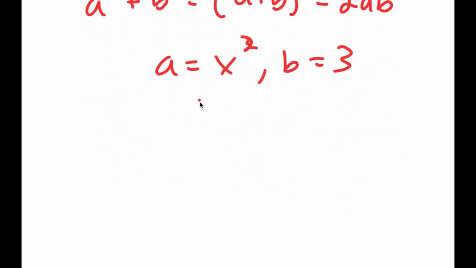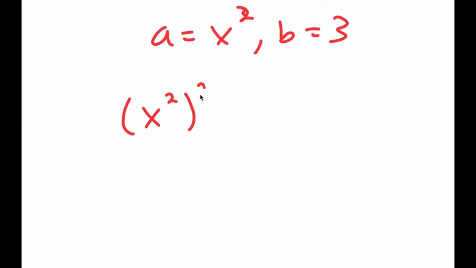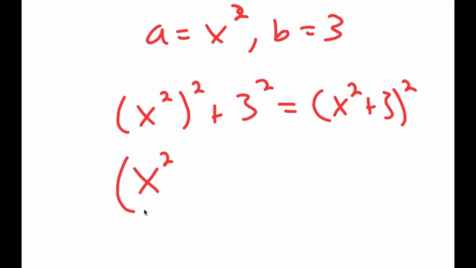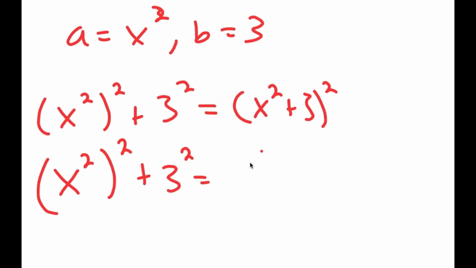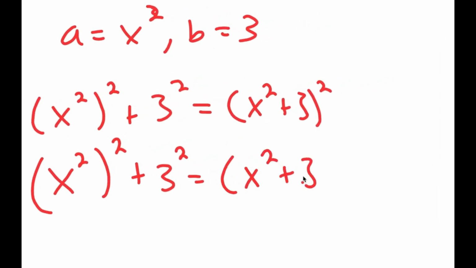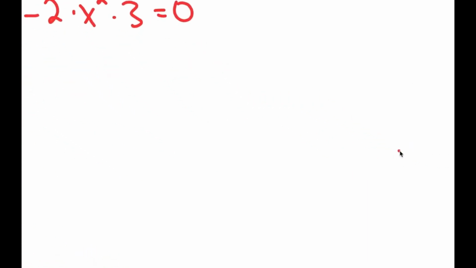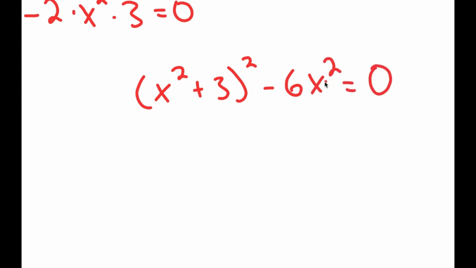Going back over here, so I get (x squared) to the power of 2 plus 3 squared is equal to (x squared plus 3) squared. And this turns into (x squared) to the power of 2 plus 3 squared is equal to (x squared plus 3) squared minus 2 times x squared times 3 is equal to 0. So now from here, I get (x squared plus 3) squared minus 6x squared is equal to 0.